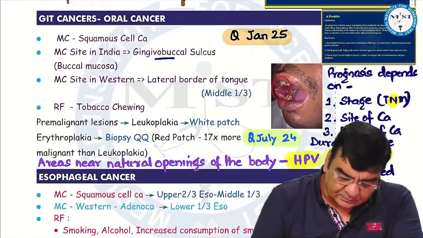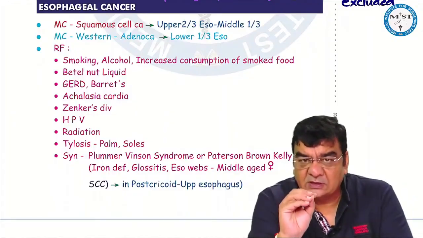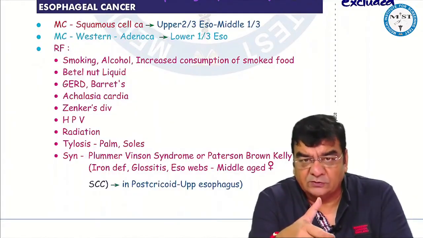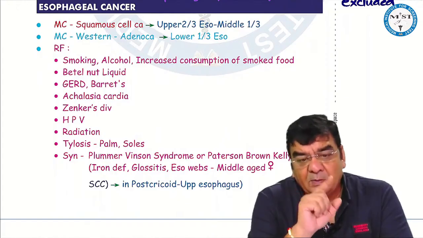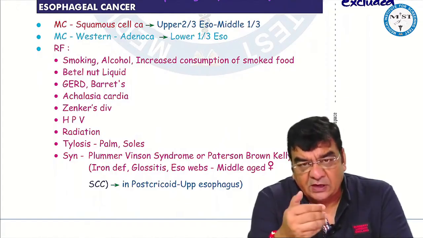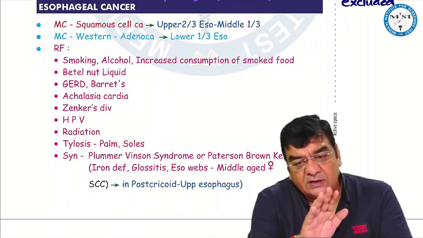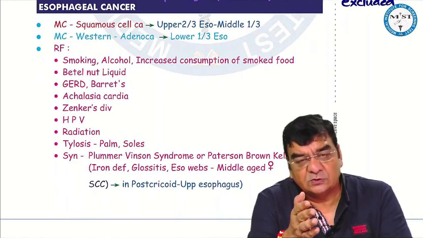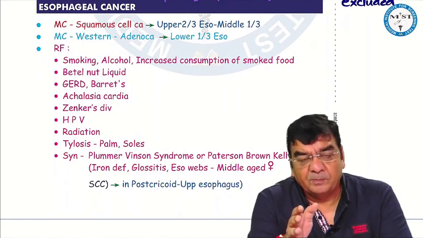Right. If we look at esophageal cancer, most commonly it's a squamous cell carcinoma, and in the upper 2/3 of the esophagus, the middle 1/3 is more common. But in Western countries, the game is GERD, so it is the lower esophagus, and in GERD, because of Barrett's, there is intestinal columnar metaplasia of the squamous mucosa of the lower esophagus, so we find adenocarcinoma.